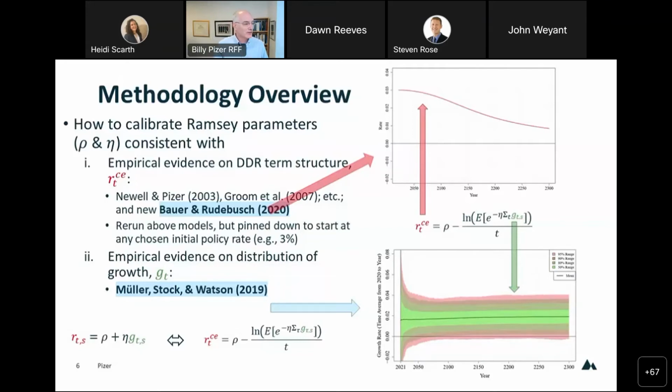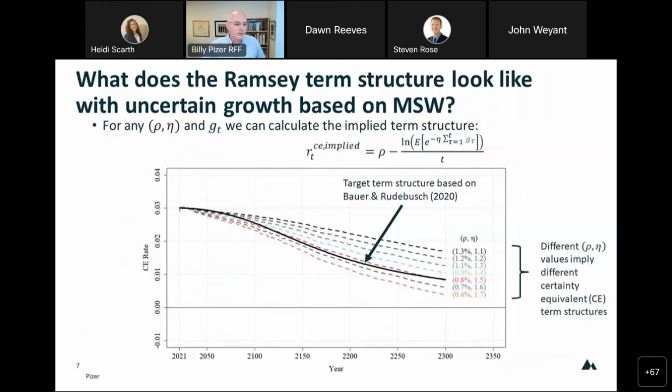But obviously, rho and eta, we've got to figure out. Well, we're going to pick rho and eta to match the term structure from Bauer and Rudebusch. If you try different values of rho and eta, you're going to get different term structures. So here are just a bunch of different dashed lines. The solid black line is the term structure from Bauer and Rudebusch that's driven by their model of interest rate behavior. Then what we do is we try out different values of rho and eta and use the formula for the term structure from the Ramsey model to figure out what combination of rho and eta exactly matches that term structure. And it ends up, if you calibrate to a near-term rate of 3%, to be a 0.8% value for rho and a 1.5 value of eta.